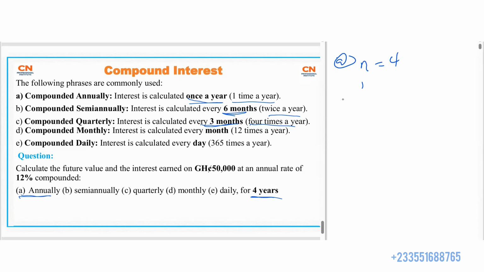The rate here will be the 12%. We are not going to do any adjustment to it. We are not going to divide or multiply because this 12% is an annual rate, and it's also compounding annually. So we have our rate to be 12% and N to be 4.